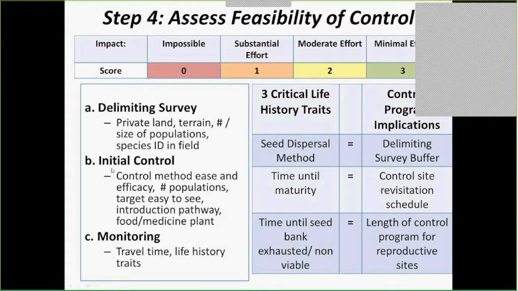And for the initial control, that's where you control at least the great majority, most of the adult individuals in the first round. And you would consider things like, how easy is it to control? Can we use chemical control, or do we have to use mechanical control? How many populations are there? Are they easy to see in the field, or are they concealed by guinea grass? Is the introduction pathway closed, or are you going to get repeated introductions to Kauai over years? Is it a food or medicinal plant or cultural plant? Because that's going to affect how people feel about controlling it on your property.